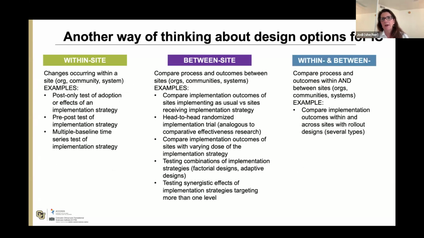So another way to think about design options. So again, I'm trying to go through like, what are all the different kinds of things to think about, right? So another aspect of this is within site, between site, and within and between sites. We tend to do a lot of within and between sites for implementation research, dissemination research. So within sites are things like within one particular organization or community or system, what is going on there. Between sites is between different organization systems.